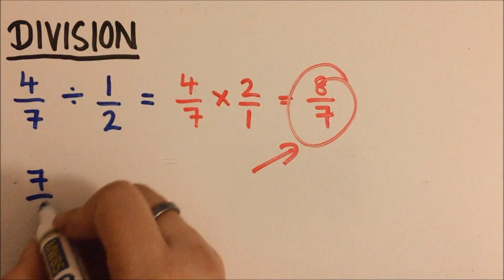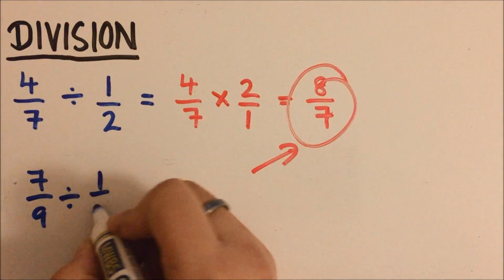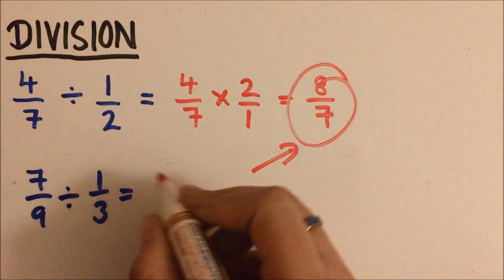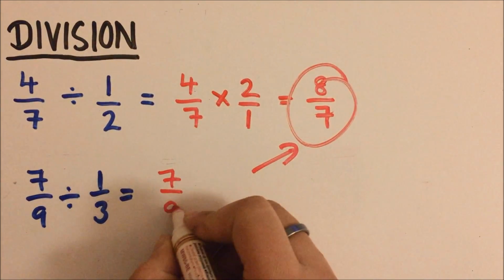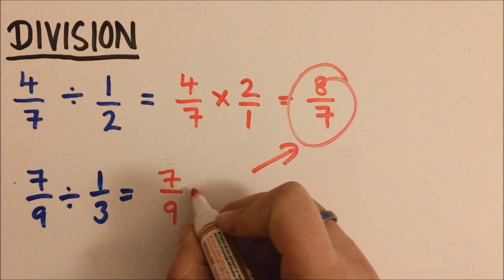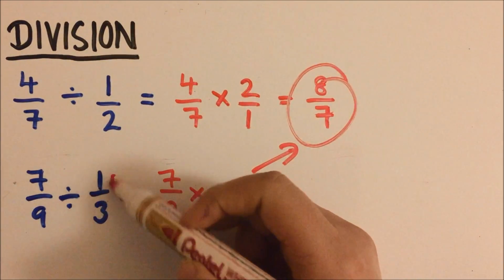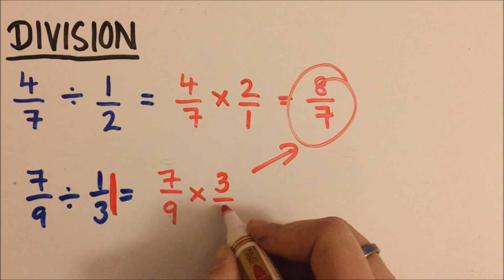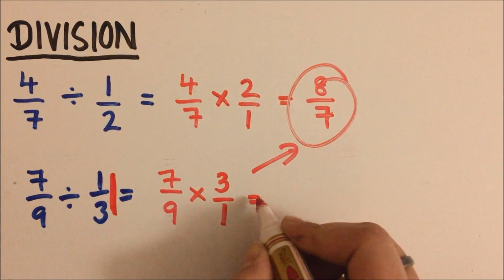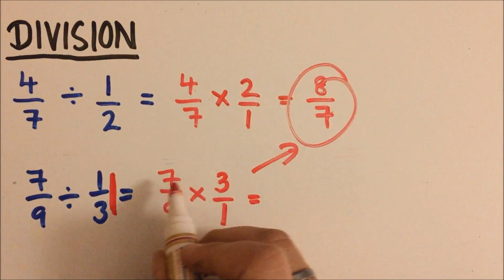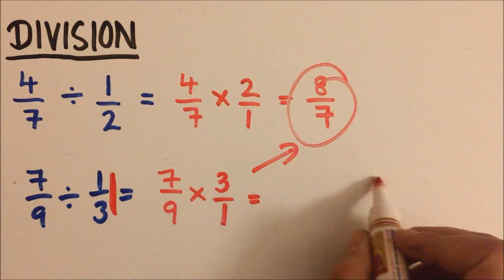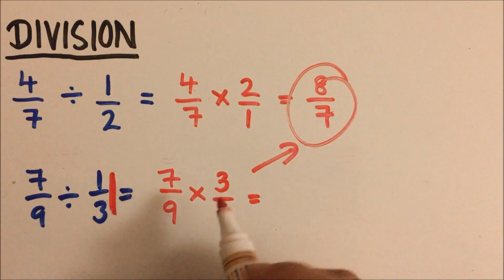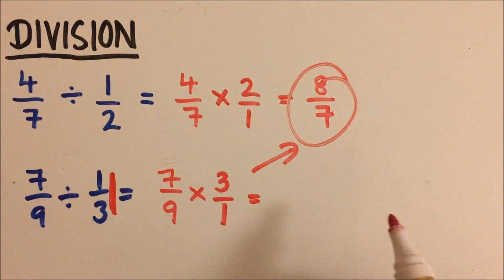So for 7/9 divided by a third, what you would do is write the first fraction as it is, so 7/9, change the sign into a multiplication sign and flip the fraction around. So 1/3 will flip to 3/1. Okay? You can multiply the top numbers together and then all over the bottom numbers multiplied together, or you can cancel it down and then multiply it.